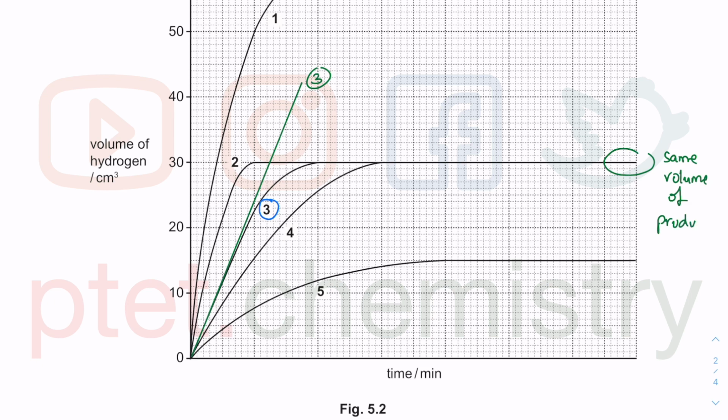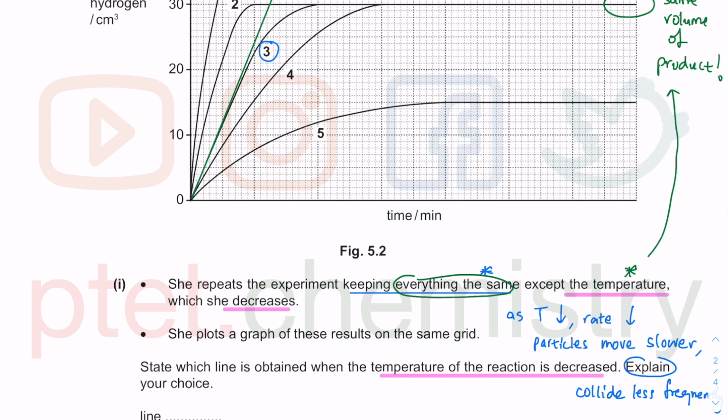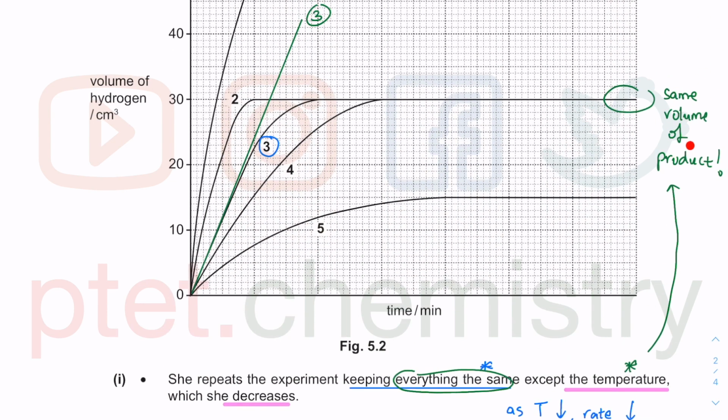Why? Because we haven't changed the amount. We are just changing temperature. Everything else is the same. If you read the question, everything is the same except temperature. So temperature does not change how much product you get. It simply affects how fast or how slow.